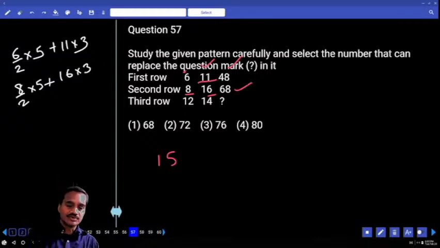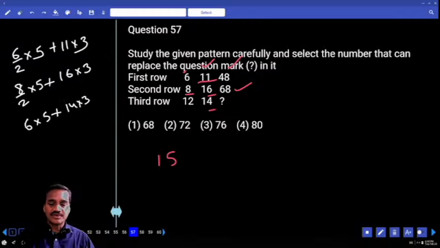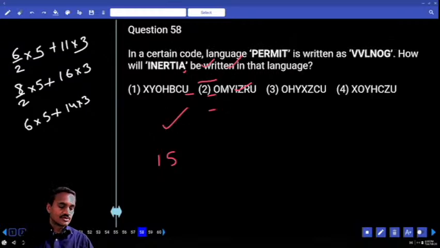12 divided by 2, that is 6. 6 into 5, 30. Plus 14 into how much? 14 into 3, 42. Now 30 plus 42, 72, that is choice 2 for 57. Then 58. Now question number 58, did you do it?